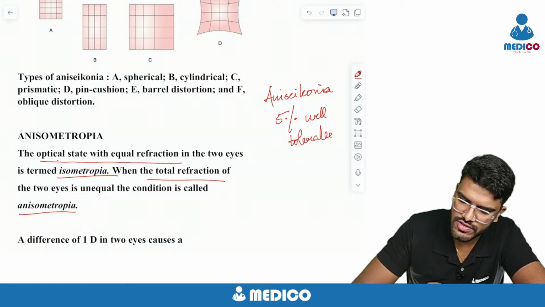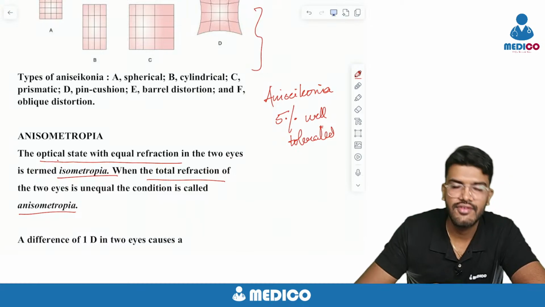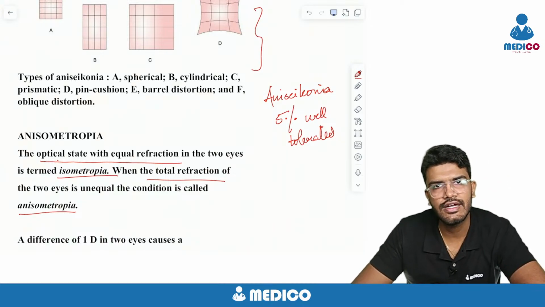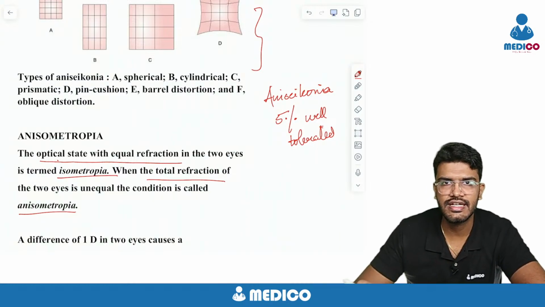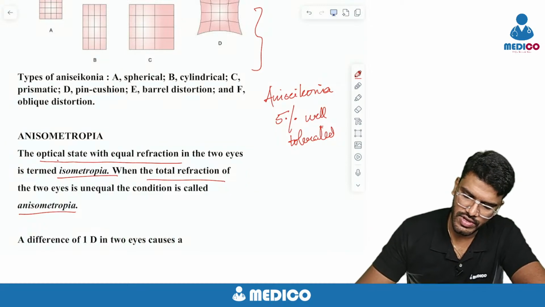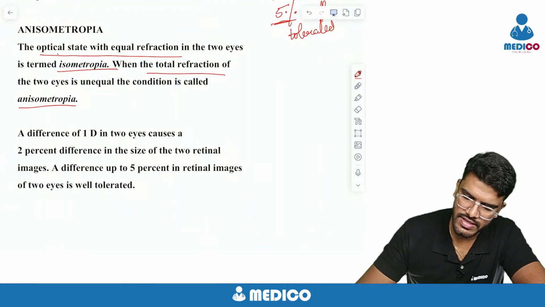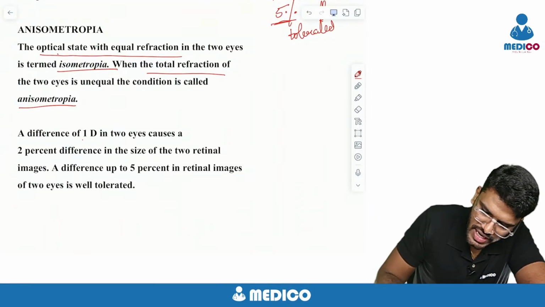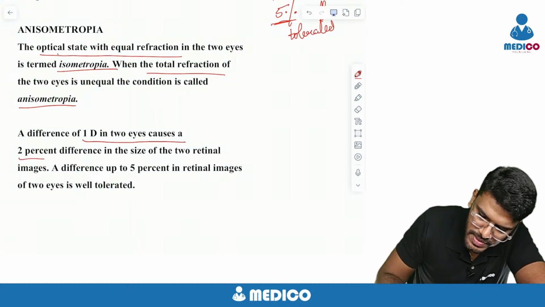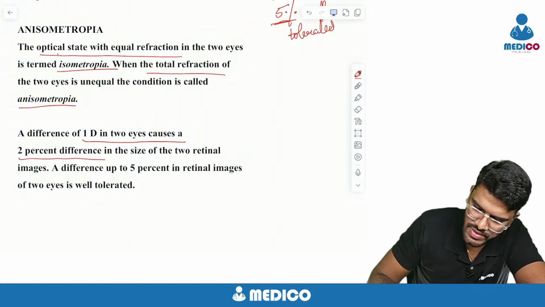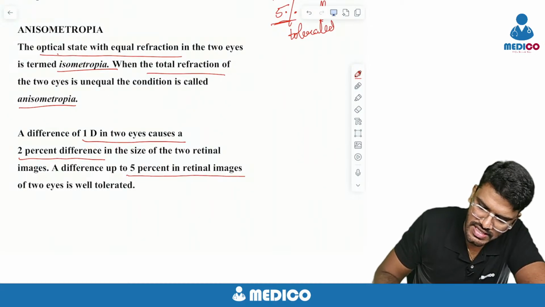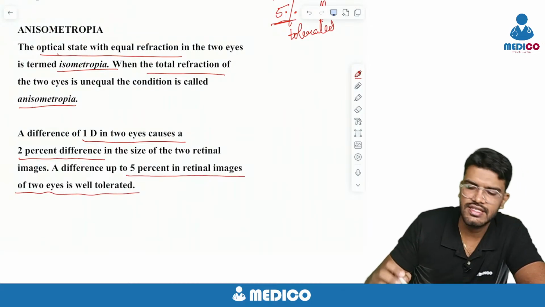So any difference of this sort, if it is up to 5%, is very well tolerated by our brain in being able to perceive, adjust and adapt. But if it exceeds this 5%, that is when there is a problem. So here, that is the cutoff for aniseikonia. Note this point: a difference of one diopter in the two eyes causes a 2% difference in the size. So this is what I was telling you. A 5% difference in the retinal image of the two eyes is well tolerated.